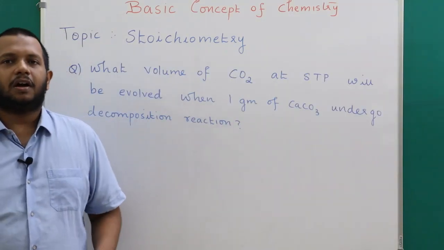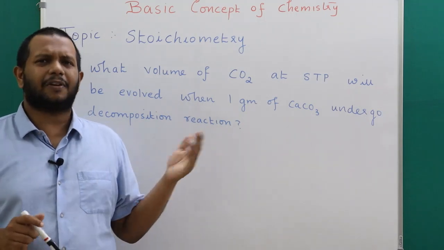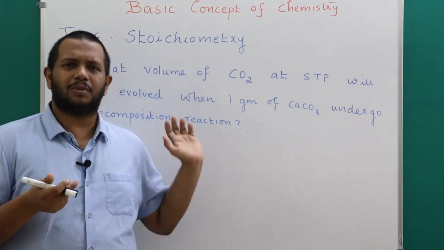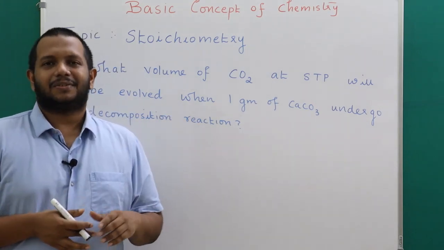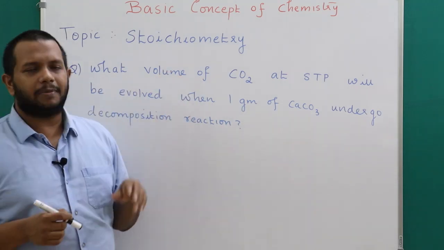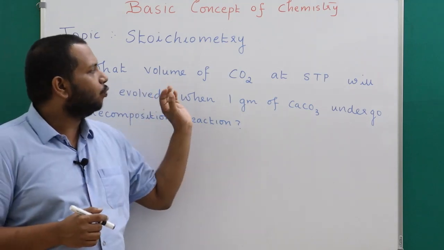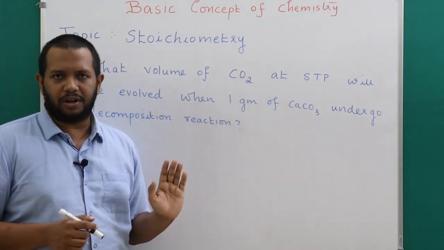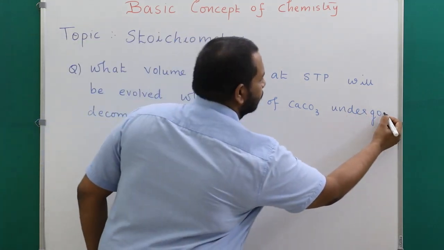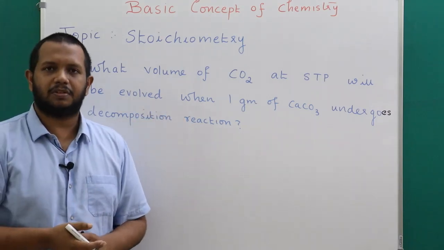Okay students, we will do some questions with all possibilities. We will try different possibilities. I think after doing 5 to 10 questions, you will get a clear idea of how to proceed. So go through this question very simply. What volume of carbon dioxide at STP will be evolved when 1 gram of calcium carbonate undergoes decomposition reaction? This is the question.